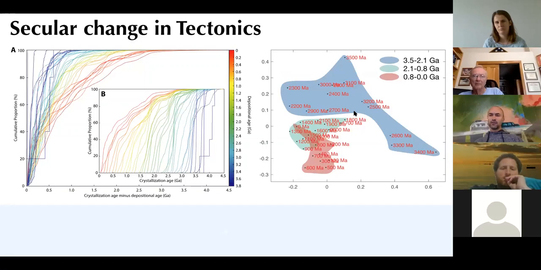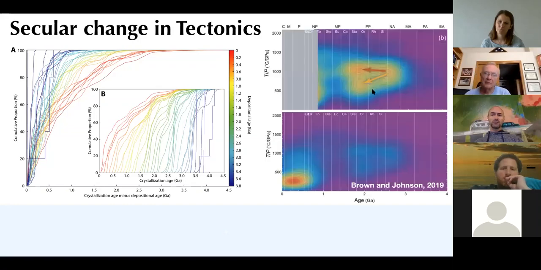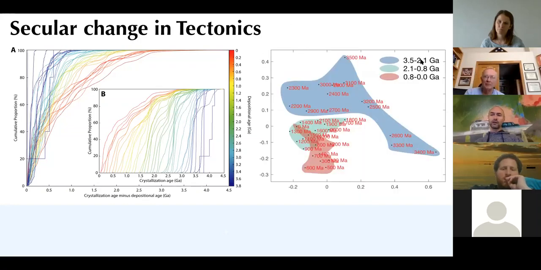To further highlight this, I've got some multidimensional scaling where we've got the standard deviations of sediments that were deposited from 3.5 to 2.1 billion in blue, in green 2.1 to 0.8, and then in red 0.8 to 0.0. There's some overlap here between the 2.1 to 0, but there is an increasing amount of separation through time.